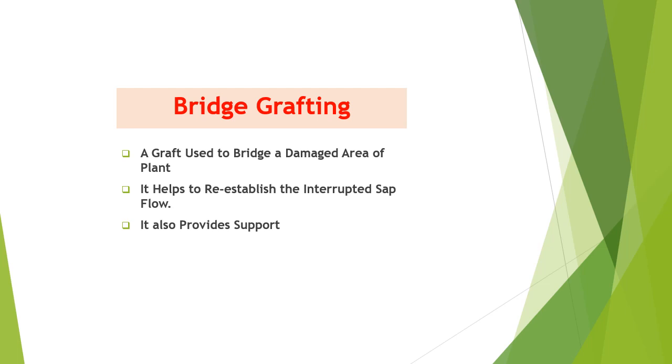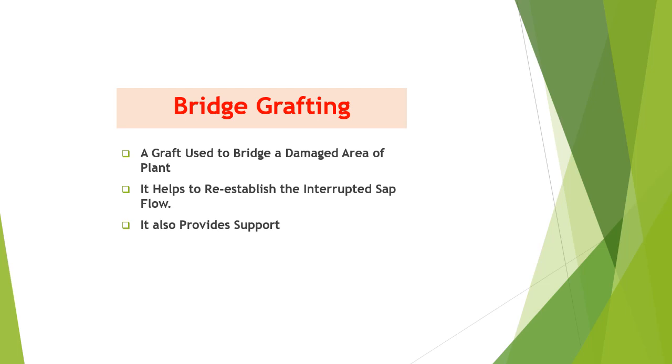One more grafting is called bridge grafting. Bridge grafting is a word which bridges the two. It is a graft used to bridge a damaged area of a plant. It helps to re-establish the interrupted sap flow. See, when a plant is damaged, either by an animal or naturally, it has a rootstock, it has an aerial shoot, but midway there is damage. And how will it be bridged?